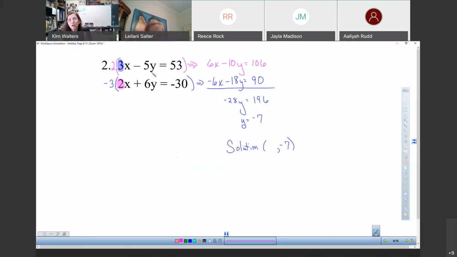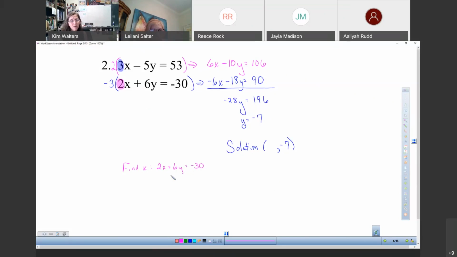It does not matter which of these two equations you use. It absolutely doesn't make any difference whatsoever. So I'm going to use the second one to find x. I'm going to use 2x plus 6y equals negative 30.